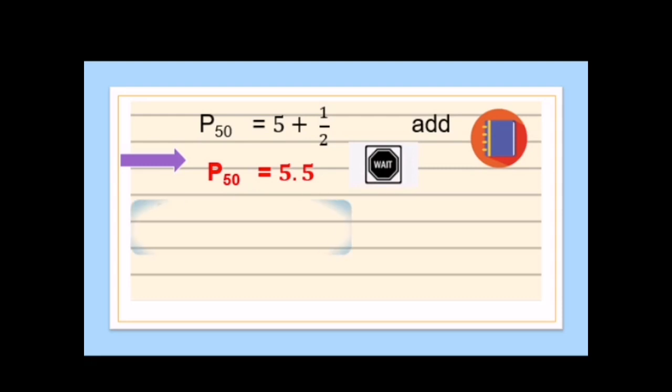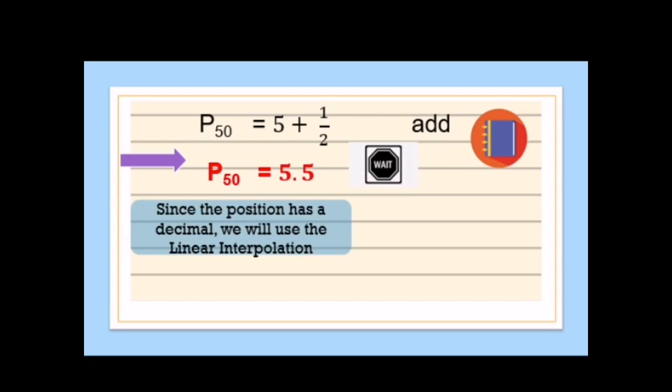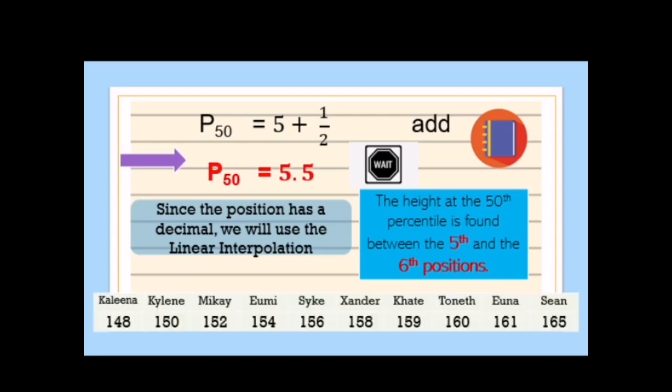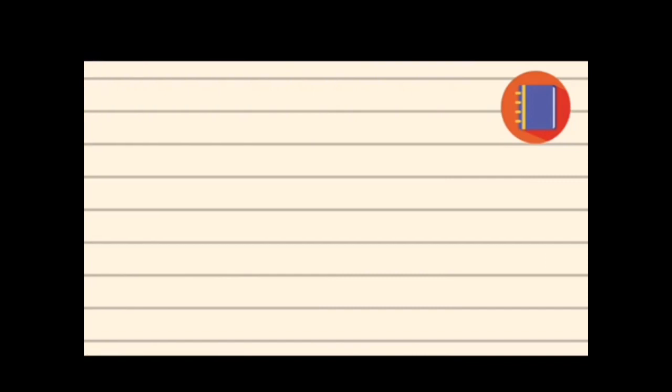But wait, since the position is a decimal, we will use linear interpolation. The height at the 50th percentile is found between the 5th and the 6th position. Who are in the 5th and 6th position? That will be Saik in the 5th position and Sander in the 6th position. Saik has a height of 156 centimeters, and Sander is 158 centimeters. We are going to substitute these heights into the formula for linear interpolation.